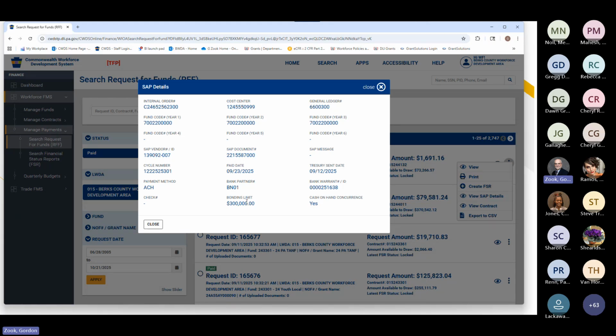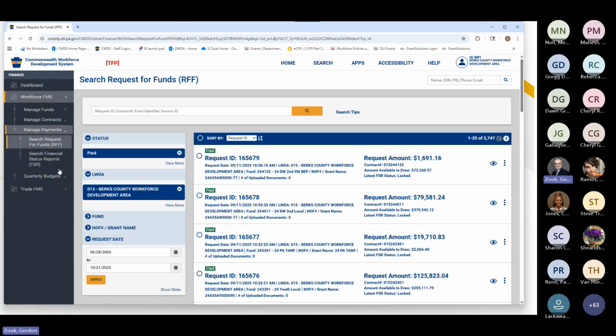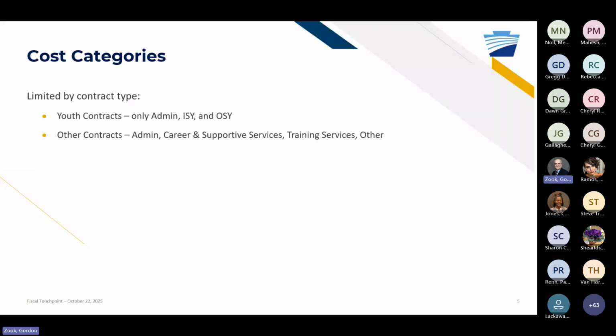So if you've got a request that's going to, in this case, exceed $300,000, you need to split it into 2 or more requests. Otherwise, the system will reject it. So that's a way to tell what's happening with your requests. So again, I'm assuming that FSRs, RFFs are a very basic review for most of you. Hopefully the system works very smoothly for you on that.